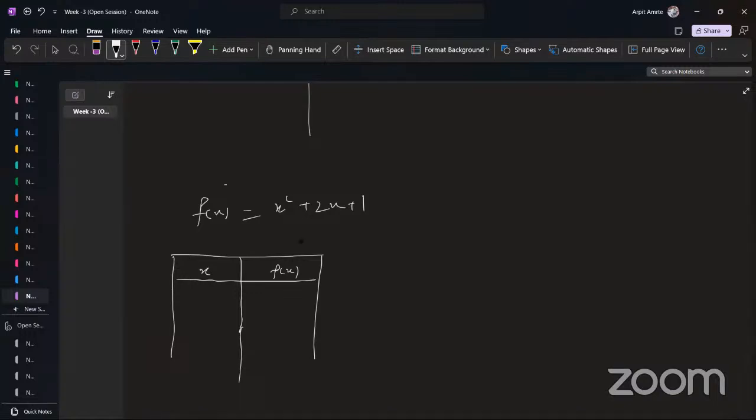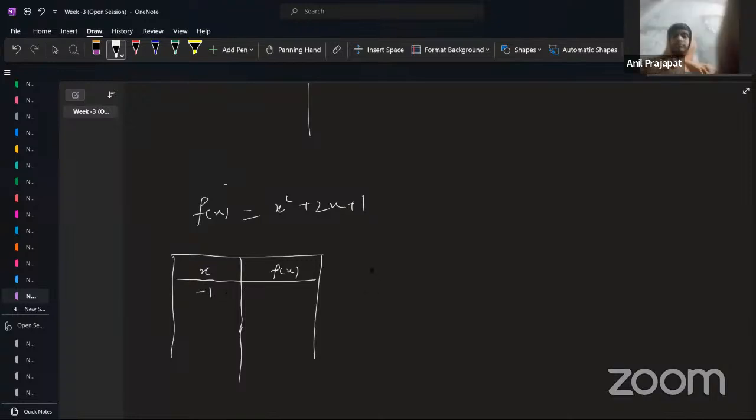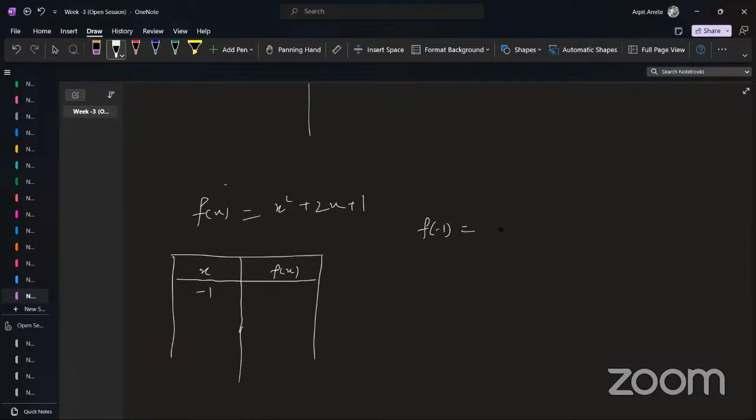If I put x equals -1 here, what will I get? Let us say x equals -1. f(-1) is what in this case? (-1) whole square plus (-2) plus 1. So it will be 0, right? So this will become 0. What about when I put x equals 0 here? What will I get? 1.